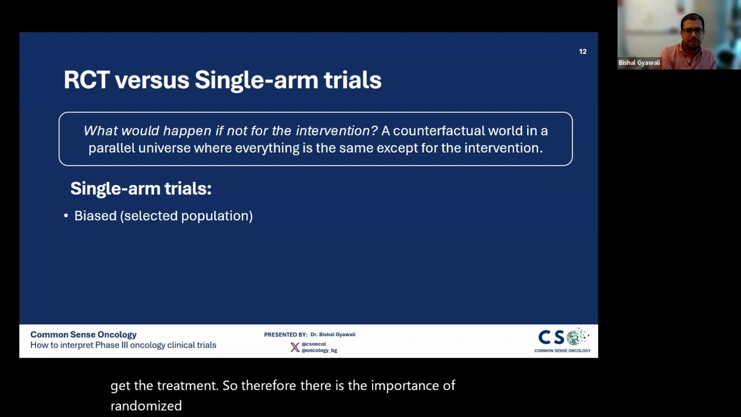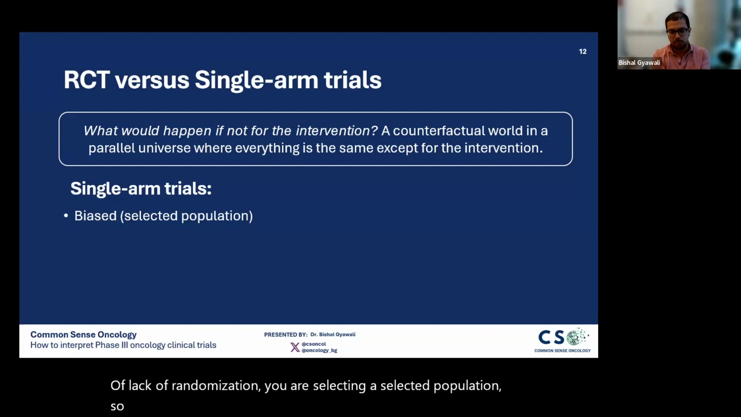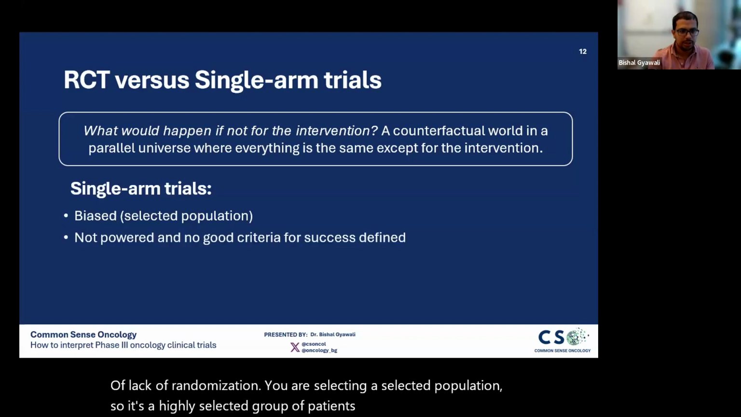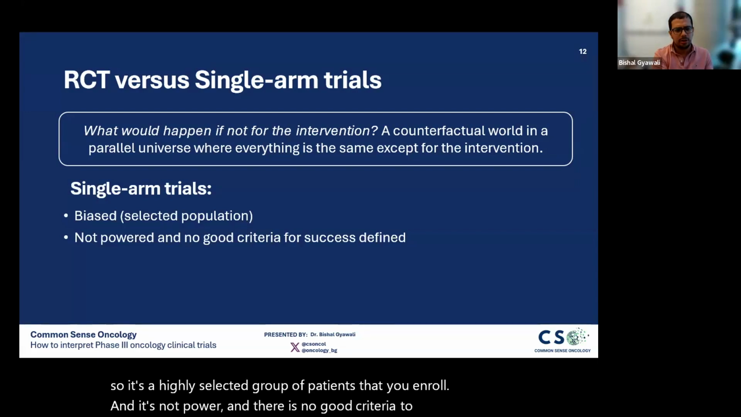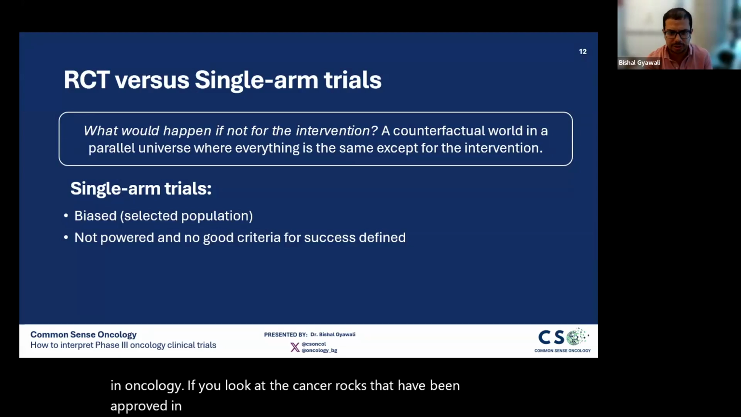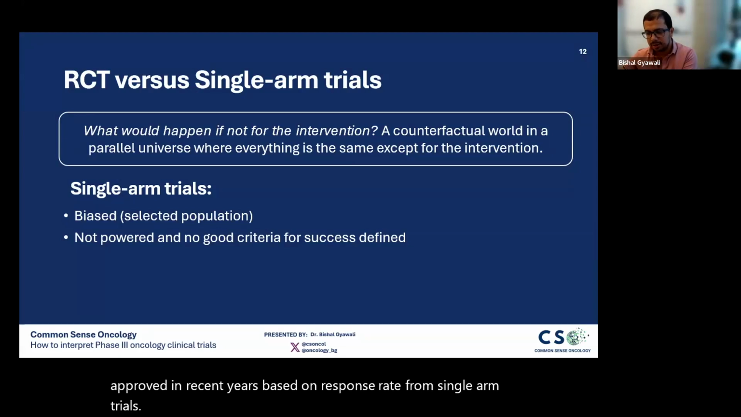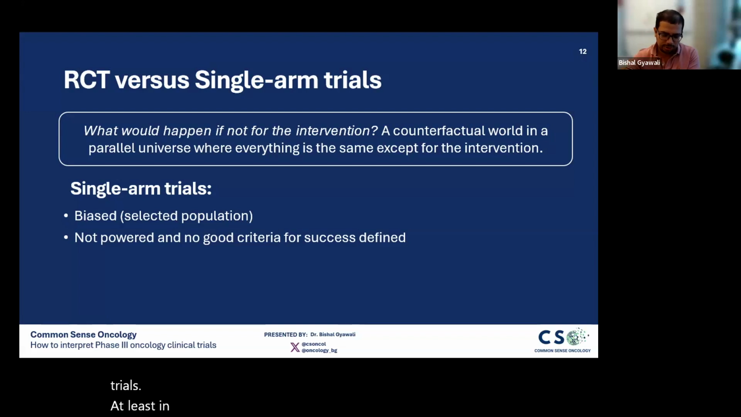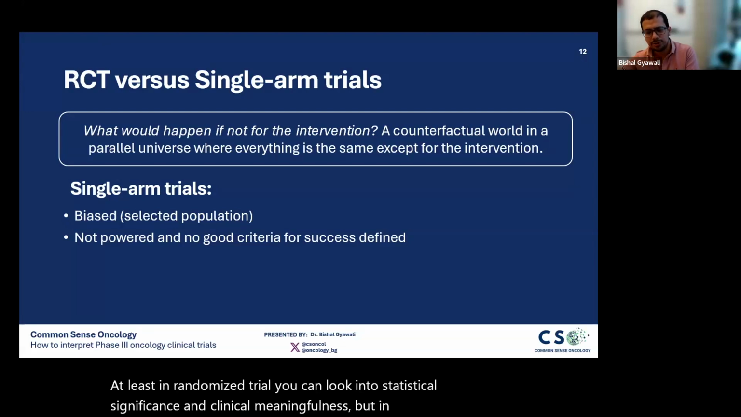Single arm trials are biased because of lack of randomization. You are selecting a selected population. So it's a highly selected group of patients that you enroll. And it's not powered, and there is no good criteria to define success. In oncology, if you look at the cancer drugs that have been approved in recent years based on response rate from single arm trials, at least in a randomized trial, you can look into statistical significance and clinical meaningfulness. But in a single arm trial, how do you define success?